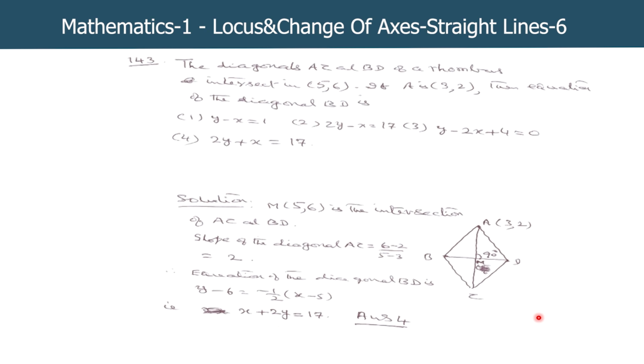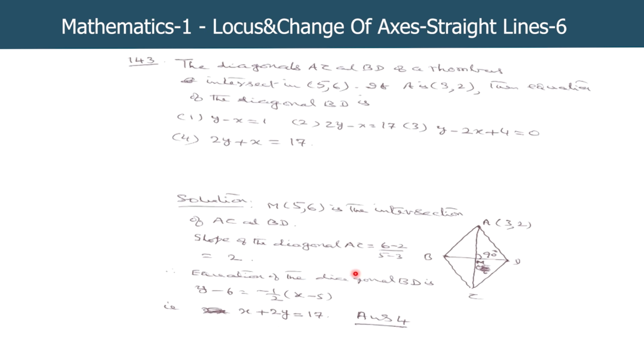143. The diagonals AC and BD of a rhombus intersect in (5, 6). If A is (3, 2), then the equation of the diagonal BD is (1) y minus x is equal to 1, (2) 2y minus x is equal to 17, (3) y minus 2x plus 4 equal to 0 and (4) 2y plus x is equal to 17.